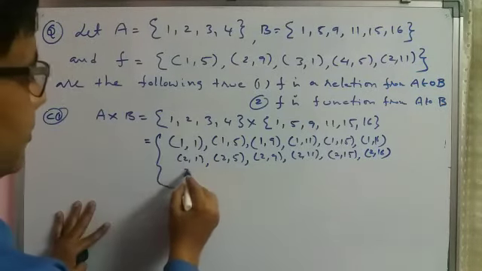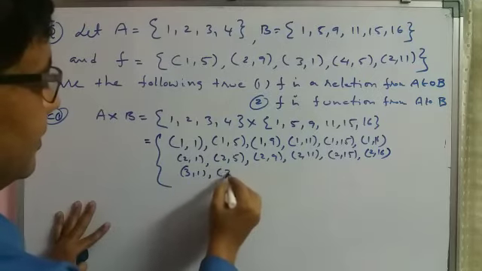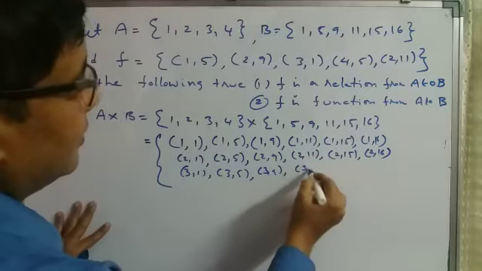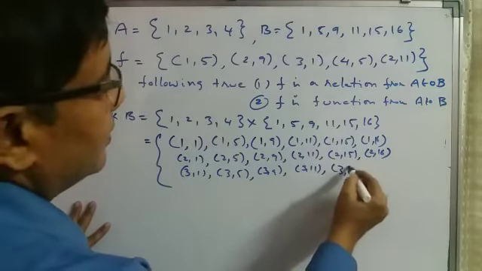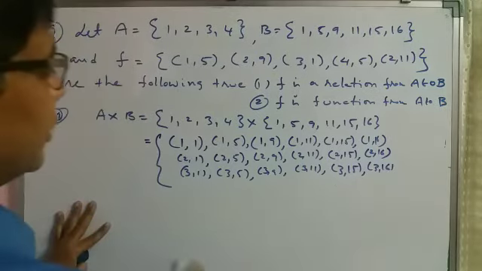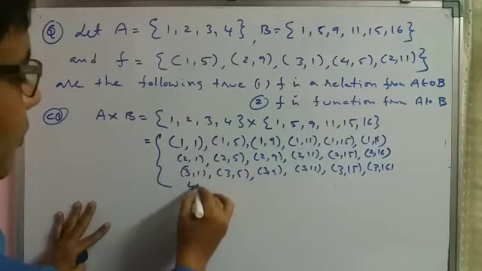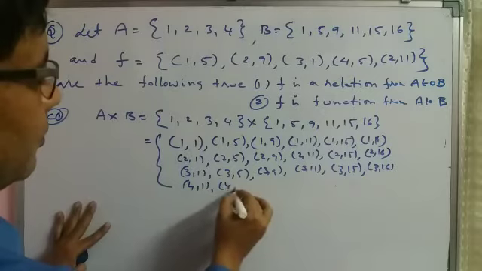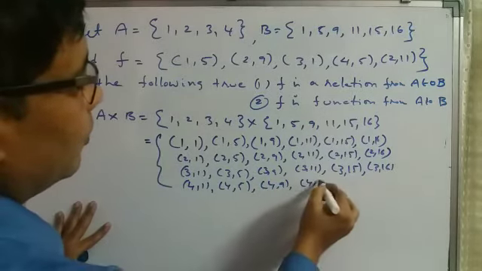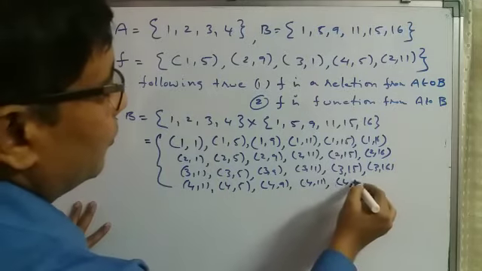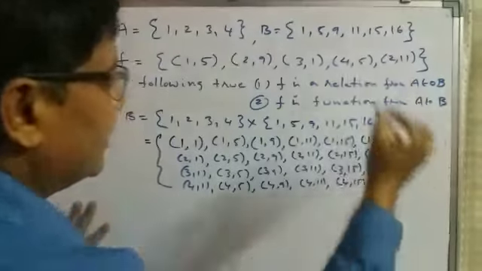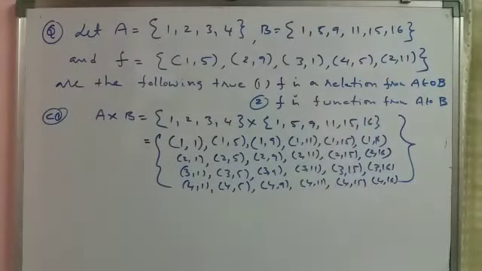Then with 3: (3, 1), (3, 5), (3, 9), (3, 11), (3, 15), (3, 16). Okay, students, lastly with 4: (4, 1), (4, 5), (4, 9), (4, 11), (4, 15), and lastly (4, 16). This is A cross B.